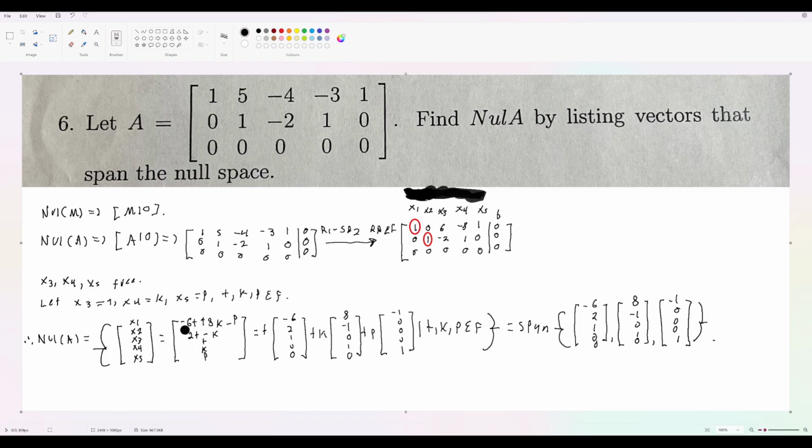Which is equal to, then we're going to move everything over for our first row. This is going to become negative, this is positive, this is negative, this is t, this is k, this is p. Right, so negative 6t plus 8k minus p, just move everything over to the b slot. This also has a pivot, so we're going to move it over to the b slot. 2t minus k. And then we just plug in how we've defined them up here because they're free. So x3 just goes to t, x4 goes to k, x5 goes to p.